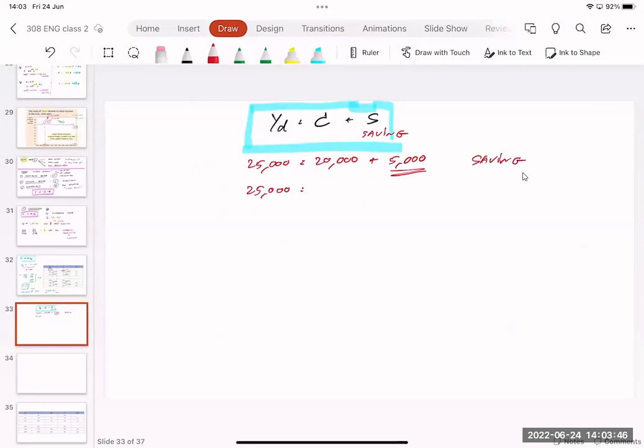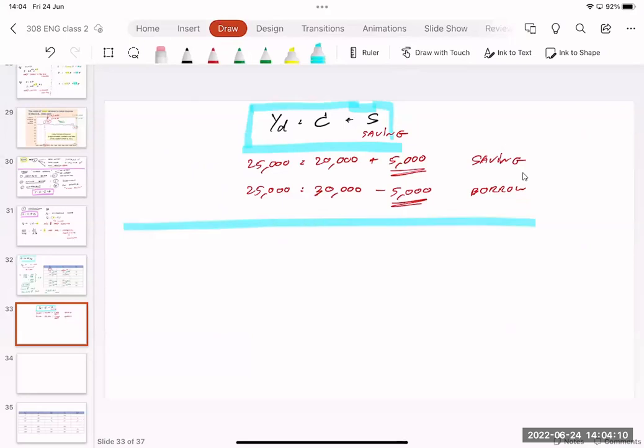Or in another example, your income after paying tax is 25,000. However, this time you're spending too much, 30,000. So what does it mean? You have 25,000, you're spending 30,000, your money is not enough. You need to borrow from someone. Your saving becomes negative. Saving can be positive or negative. Negative saving means borrowing. So that's good.